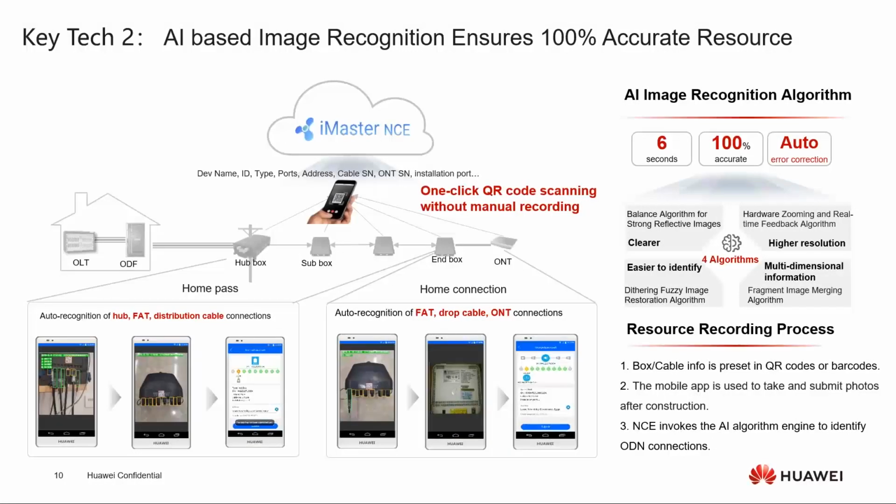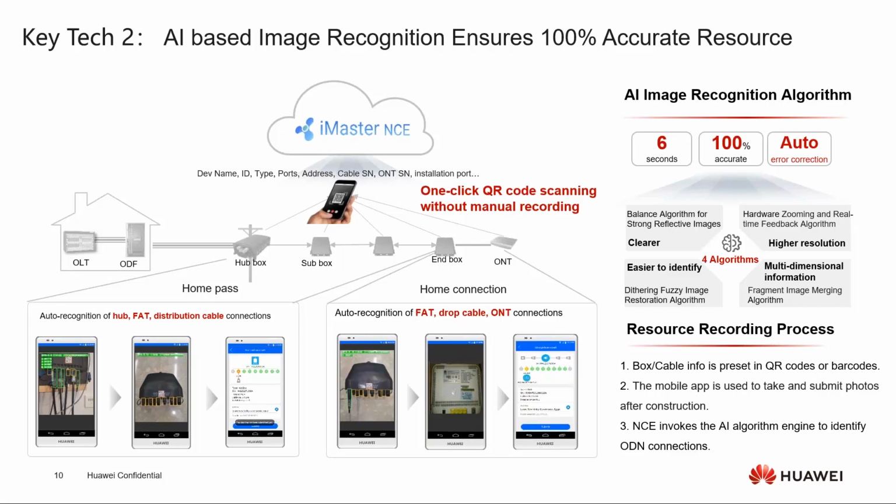This part is about digital ODN that includes 2 features: AI image recognition and fiber iris. Image recognition solves the resource input problem in HP and HC construction. Fiber iris involves operation and maintenance stage.